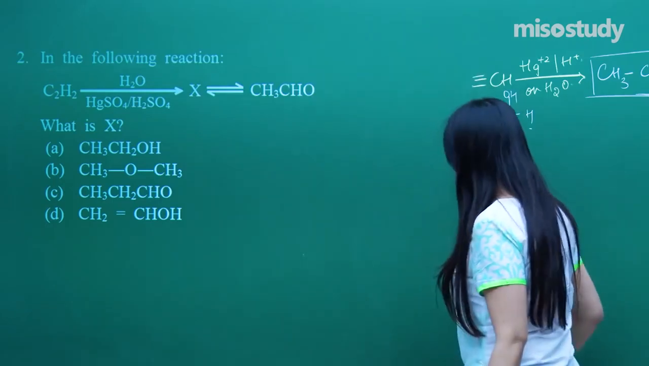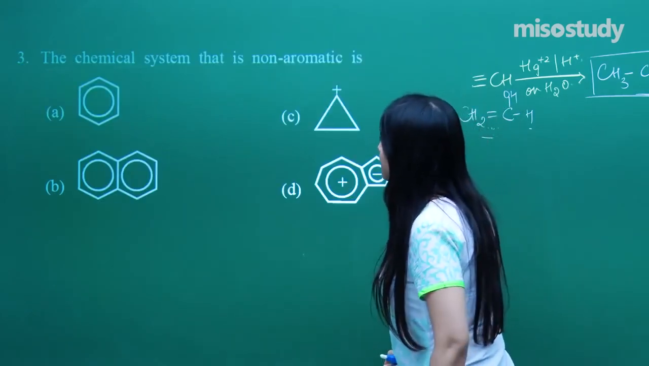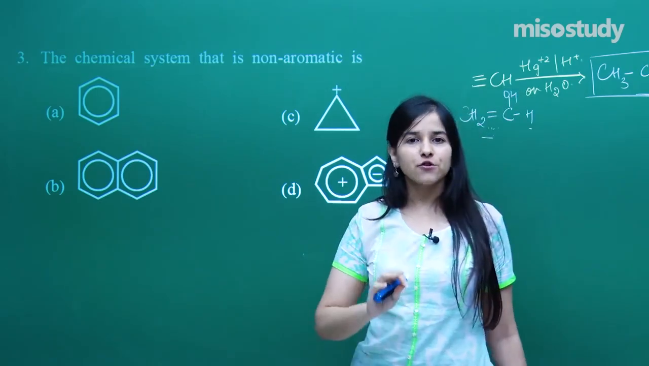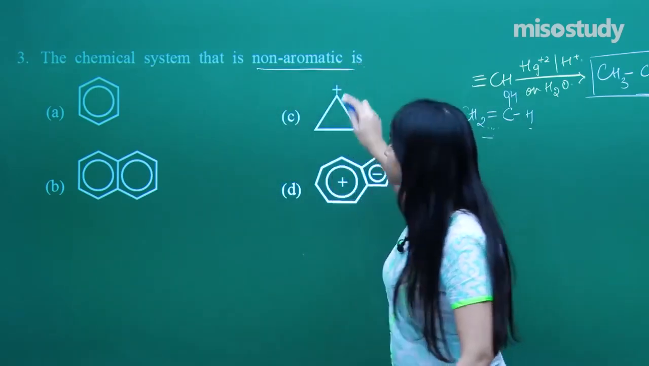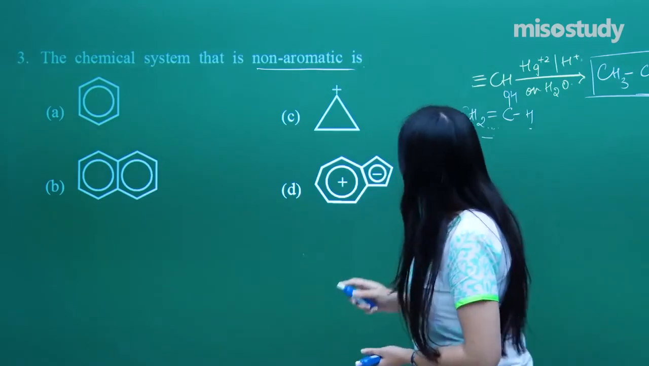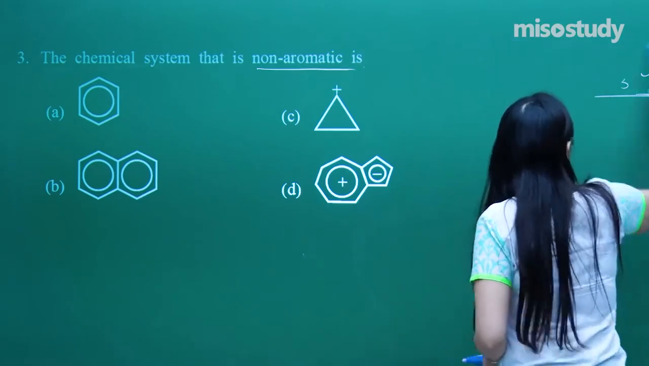Now next question, what does it say? The chemical system that is non-aromatic. I need to find out the non-aromatic chemical system. Again, what do we need to do? We need to apply Huckel's rule. So what does Huckel's rule say?